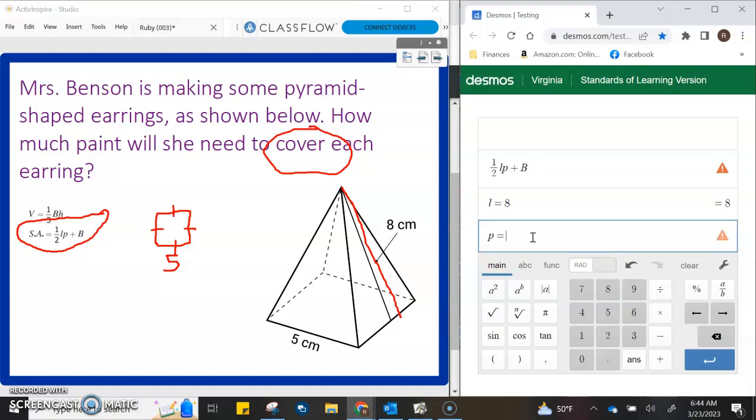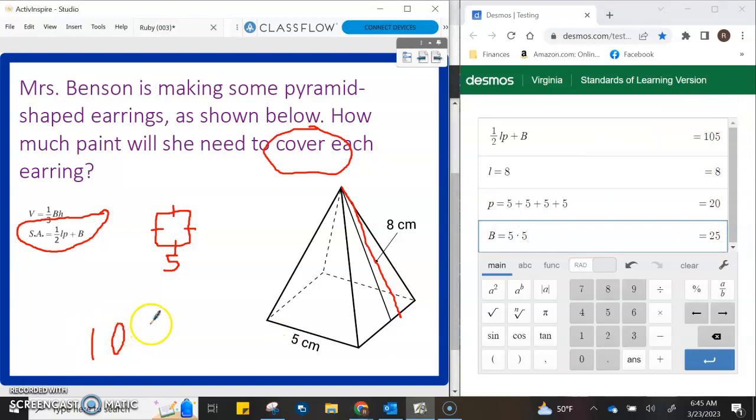Then P. P is the perimeter of the base. That means we're going from here to here to here to here. So perimeter means you add all the sides. It's a square, so you have 4 sides to add, and they're all the same. Okay? Then we have big B. Big B is the area of this base. If you were going to fill every single one in with a little bitty 1-inch block, how many would it be? So if one side's 5 and the other side's 5, you multiply that. 5 times 5. And that gives you an answer of 105 centimeters squared. That's how much paint she's going to need to cover that earring.